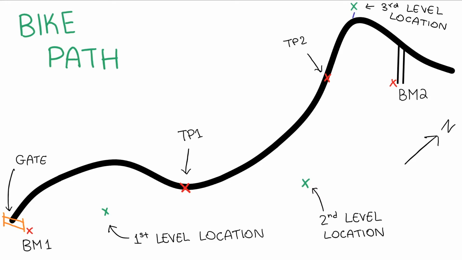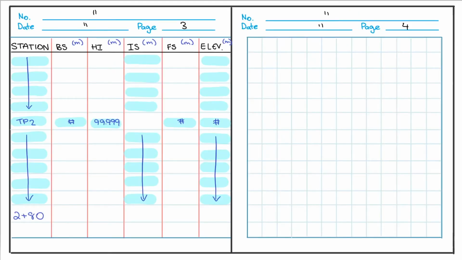The level is now located in the third location, and we wish to complete the survey. First, we will survey the last location on the path, and then the closing benchmark. The final location on our path is measured. The station location is 2 plus 80 meters, and we will now take the reading here.